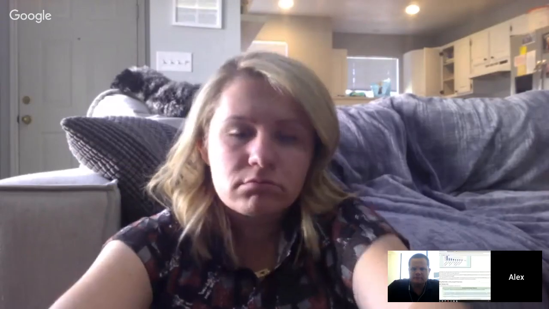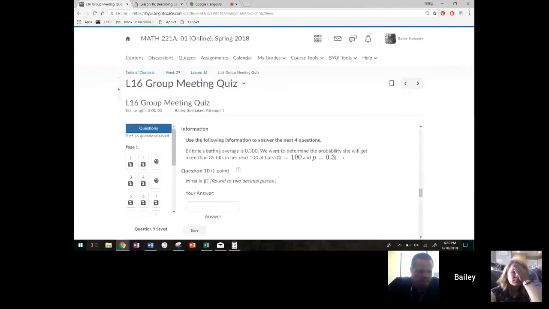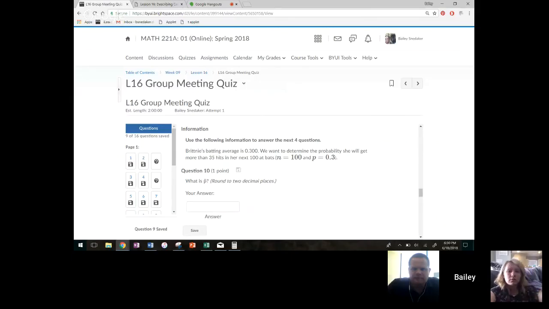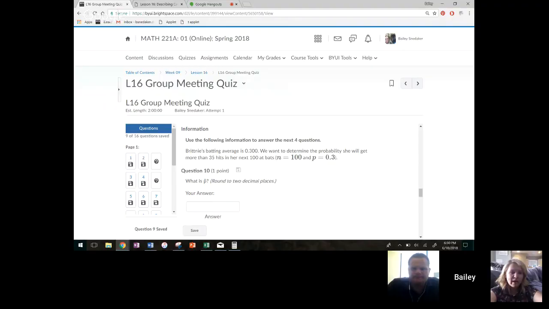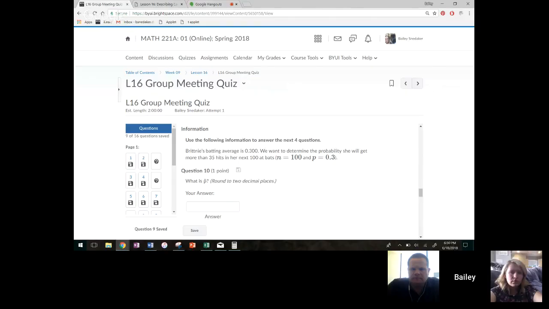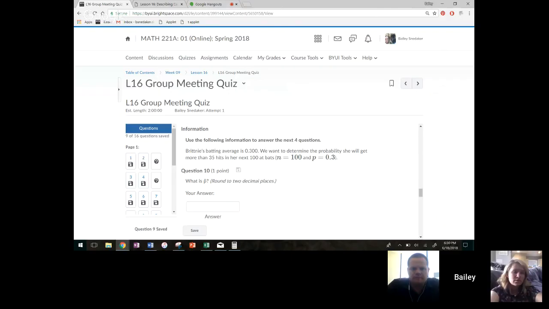Oh, it's x divided by n. But we don't know x. Or is x 35? That's n. Oh, n's 100. That says it right there. It says she will get more than 35 hits in her next 100 bats. So is it 35 divided by 100? Because x is the value. That could be. I think that's it. So it would just be 0.35.